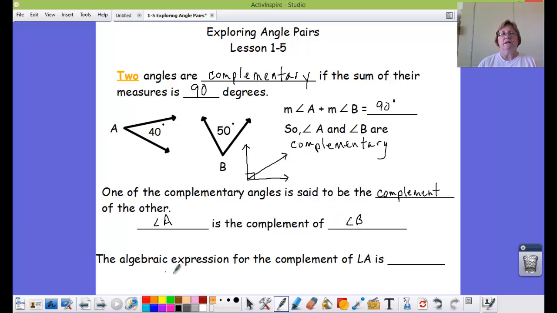As far as numeric expressions go, that's going to be important to us. The algebraic expression for the complement of angle A: well, if together the two of them add to 90, then the complement of angle A, which is angle B, must be the same thing as 90 minus the measure of angle A.